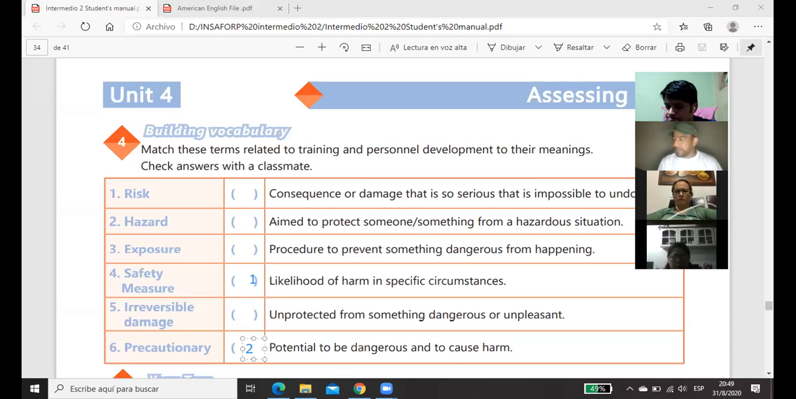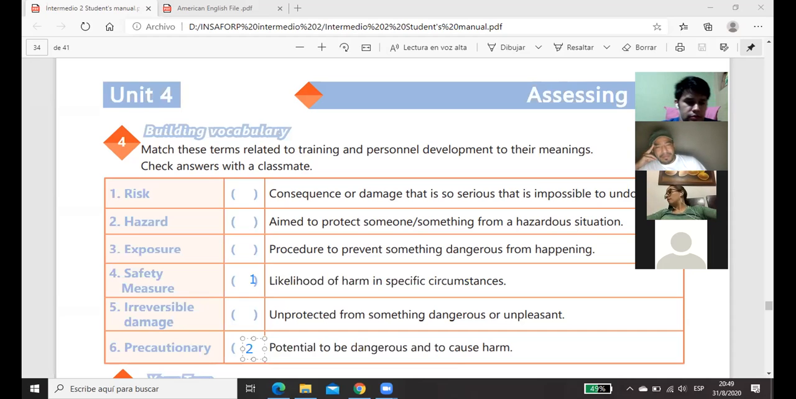Now Lillian, what do you understand by exposure? It's a procedure to prevent something dangerous from happening. Are you sure? I'll give you an example of exposure. No, sorry, teacher, I'm confused. Exposure, you say, right? Unprotected from something dangerous or unpleasant. All right, good. So it's to be unprotected from something dangerous or unpleasant.